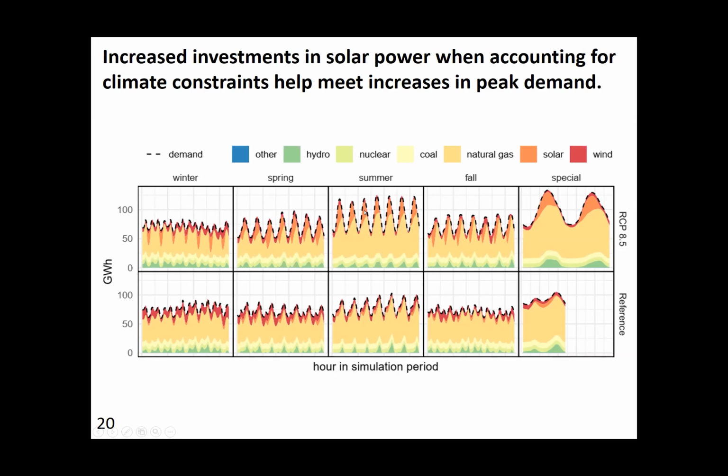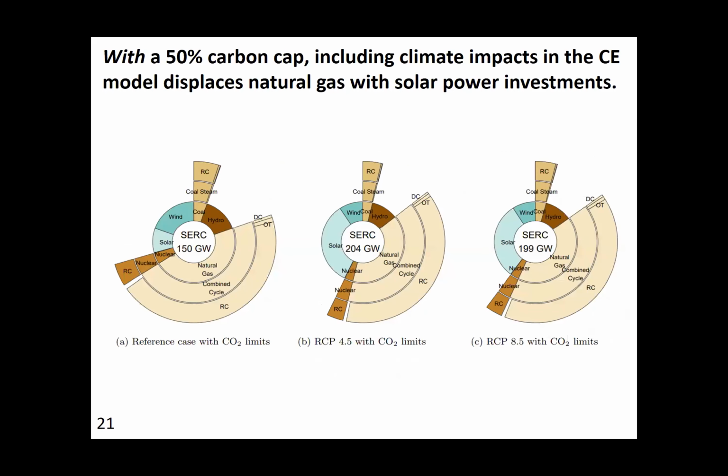And you can see top row is under climate change, bottom row is no climate change. You can see this big difference in the summer, right? We get much more demand in the summer because of those increased temperatures. And we're going to use our solar power to make up a lot of that. Not thermal plants, because thermal plants are being curtailed or derated at the same time as we get that increase in peak demand. We can think of, okay, what if we put a carbon cap in?